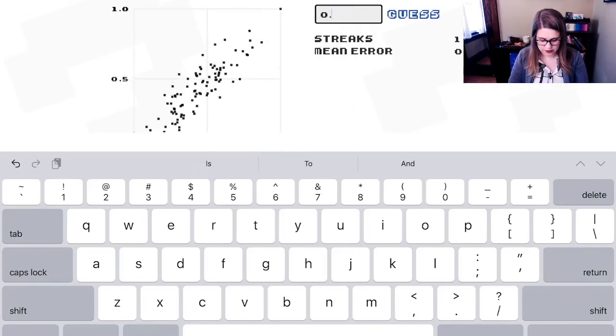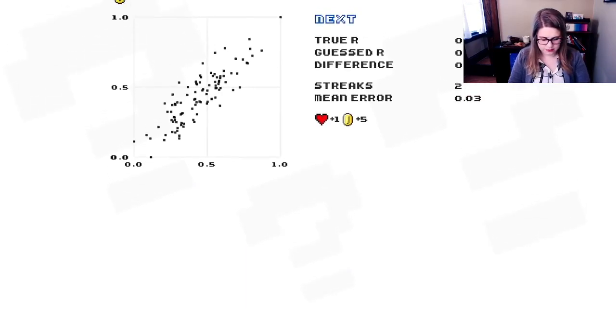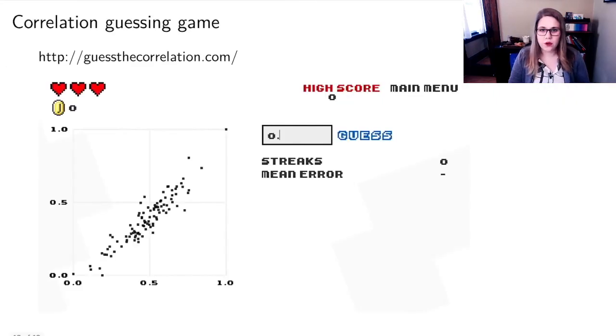And then I could go on next. Okay, this one also looks positive. It looks a lot stronger. I might go 0.85 and guess. 0.86. So I'm pretty good at this game, but we will play it together as a group.